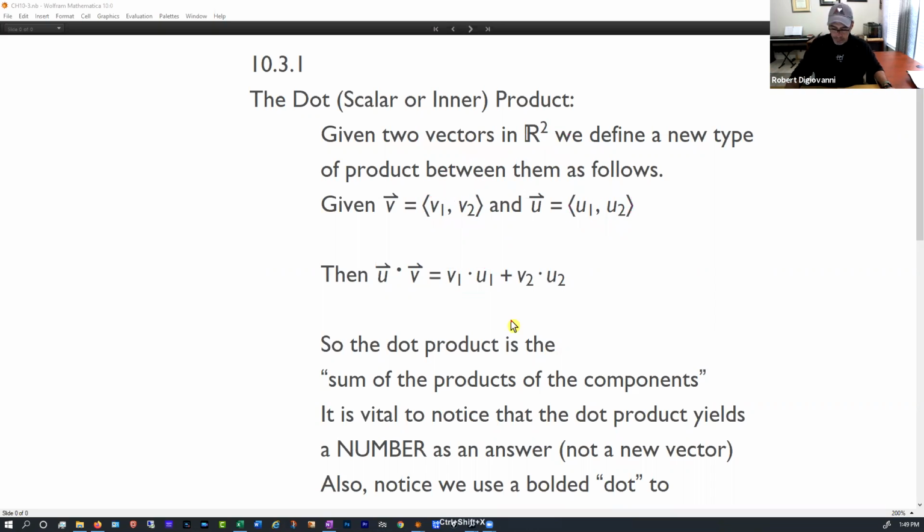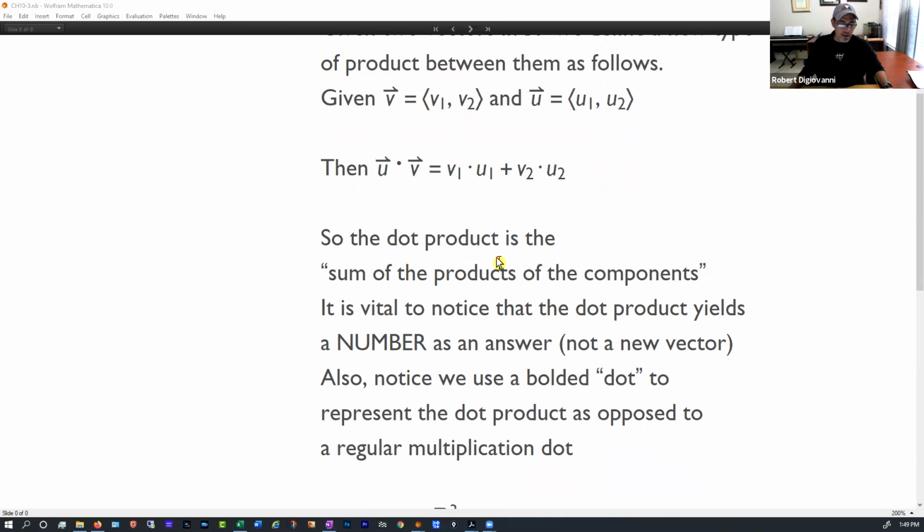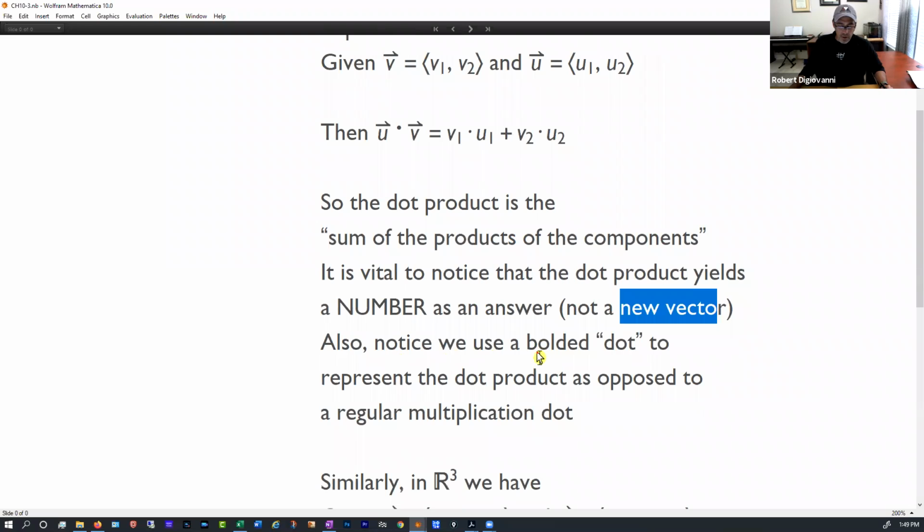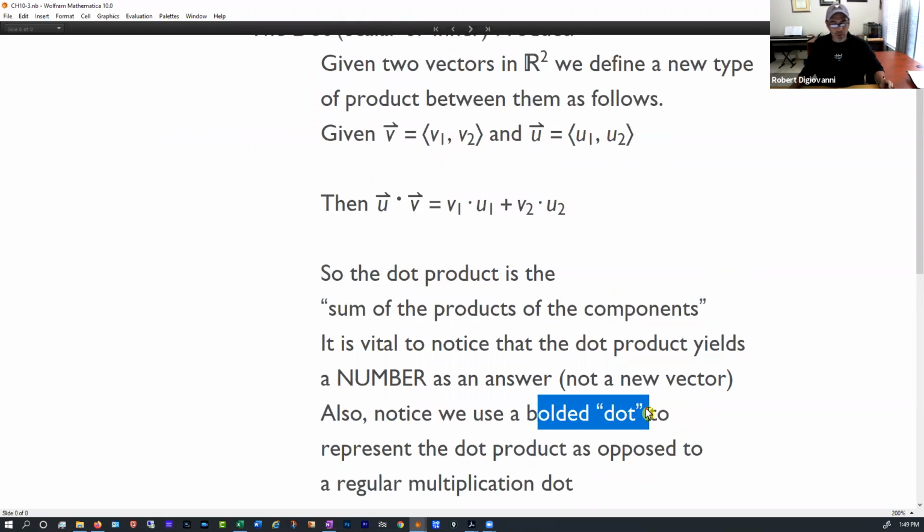Let's just keep going. So the dot product is the sum of the products of the components. It is vital to notice that it yields a number, not a new vector. Also notice that we use a bold dot when we do dot product. So if you're reading a textbook, it'll be a bolded dot, not to be mistaken with a non-bold dot, which usually means multiplication by a number.